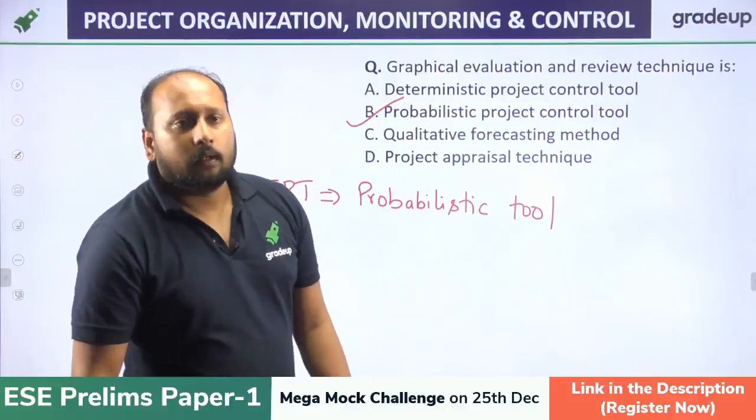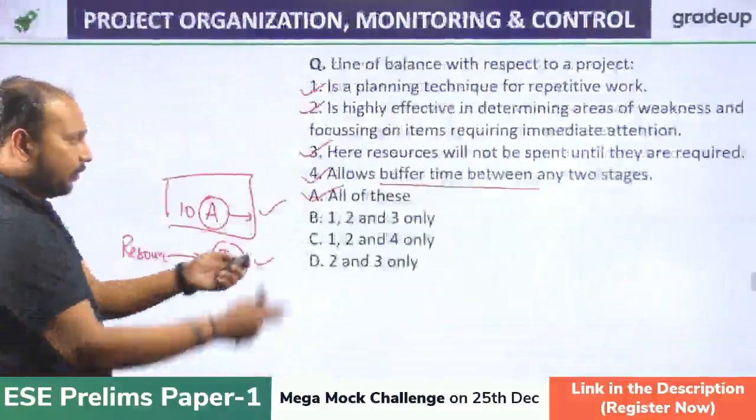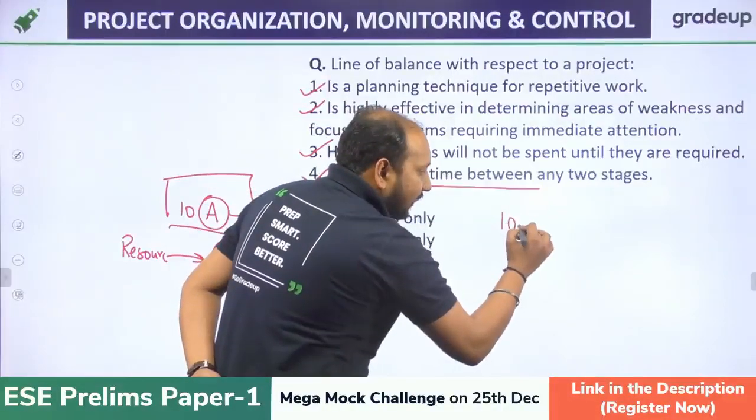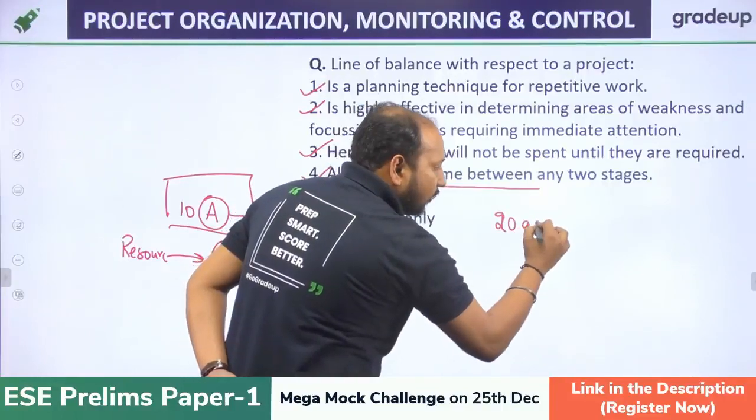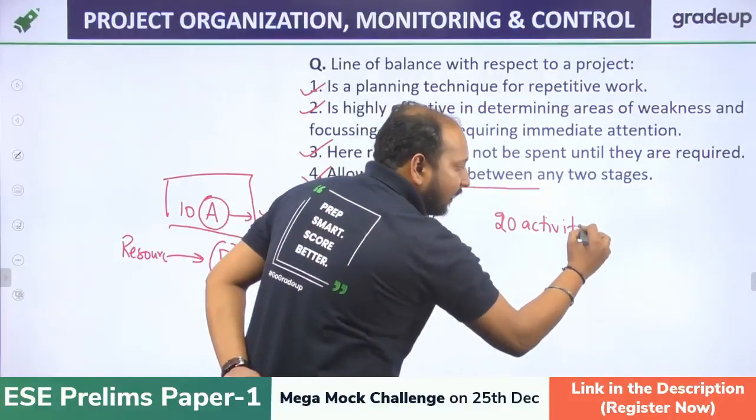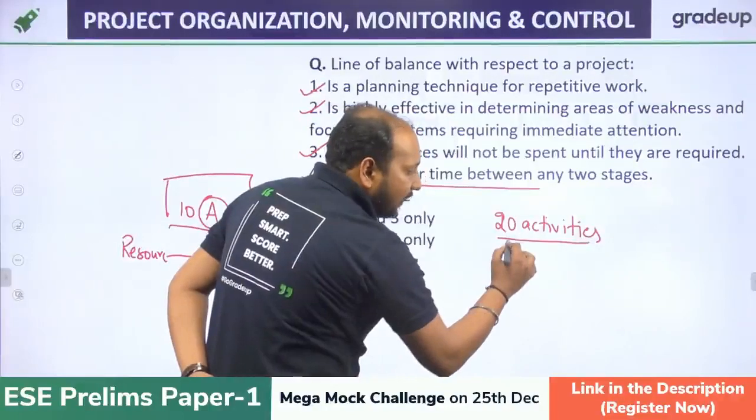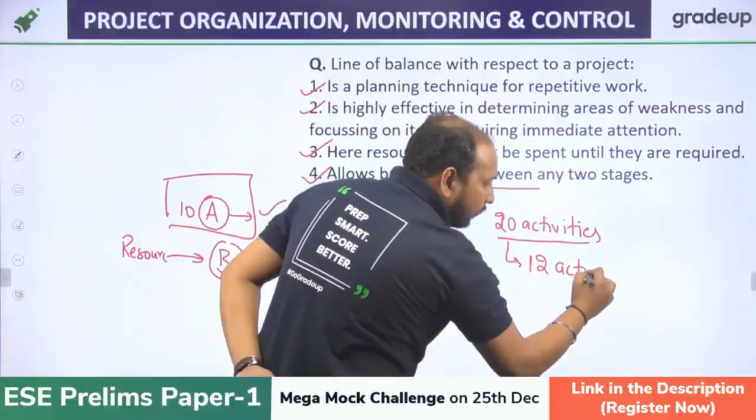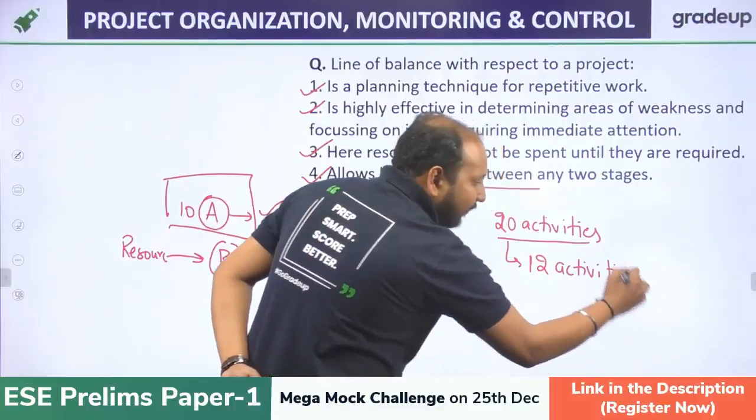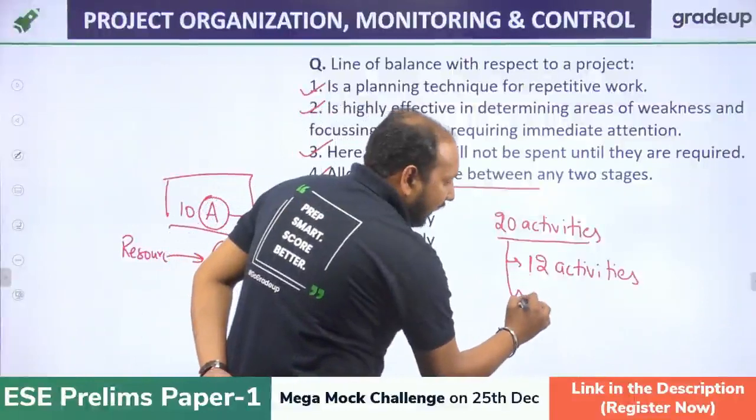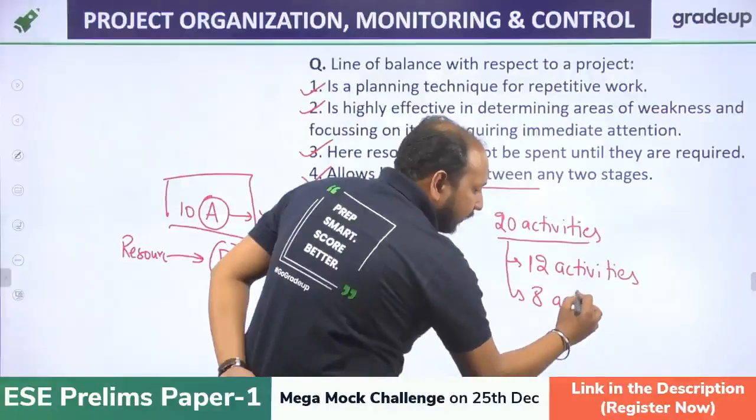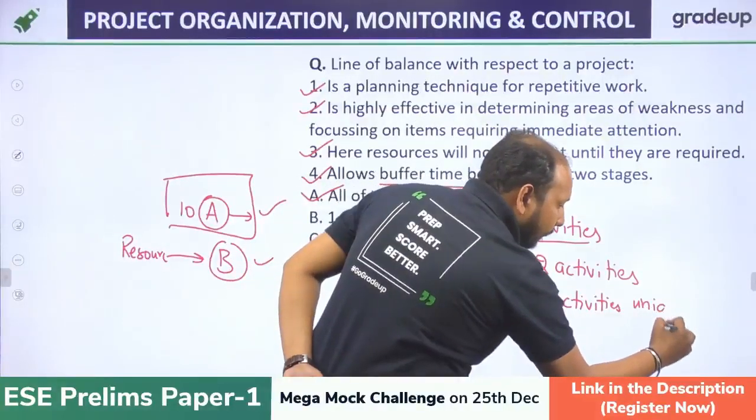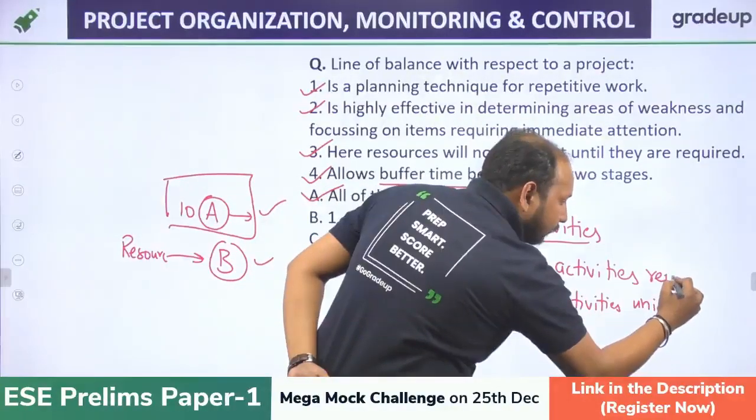Those who have not understood buffer time, okay. Look, buffer time is, let us say an example. There are 20 activities in total. Out of the 20 activities, 12 activities are repetitive, and the rest 8 activities are unique. This is repetitive.